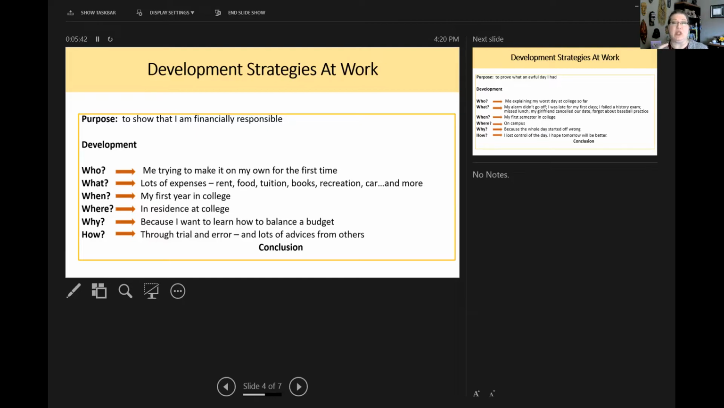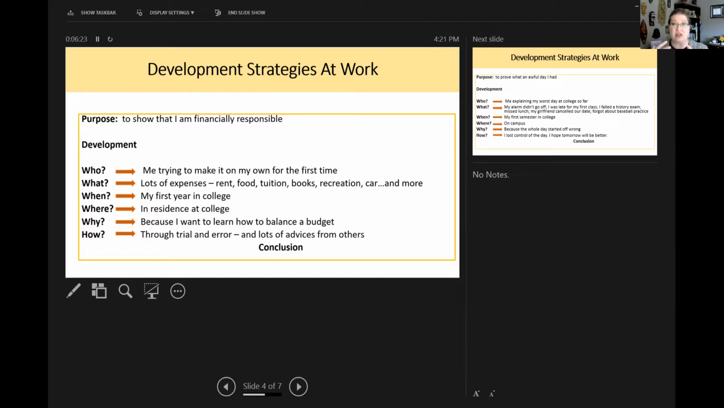So, for example, if I'm trying to write a story about my own financial responsibility, and this is a topic that I've had a lot of freshmen do, my purpose is to show that I'm financially responsible. How do I develop those ideas? Asking these W questions with an H is going to help. So who is this going to be about? Me, I'm going to try to make it on my own for the first time. Maybe this is my first time in the dorms. Maybe it's my first apartment. If you've ever been out on your own, you know how tough it can be, especially if you're by yourself.